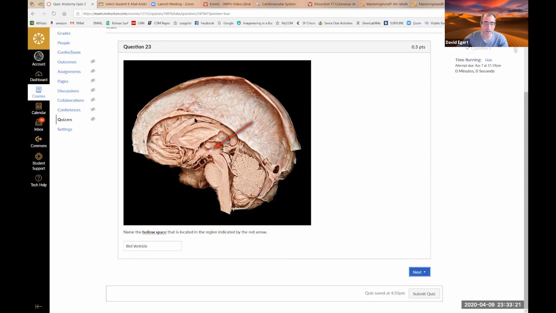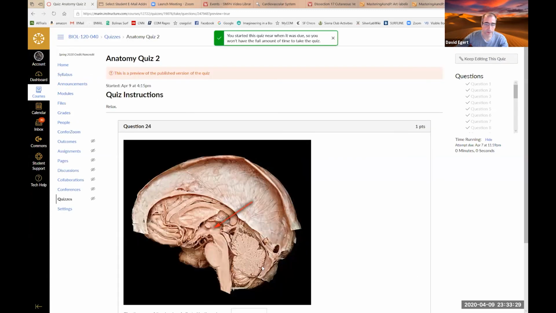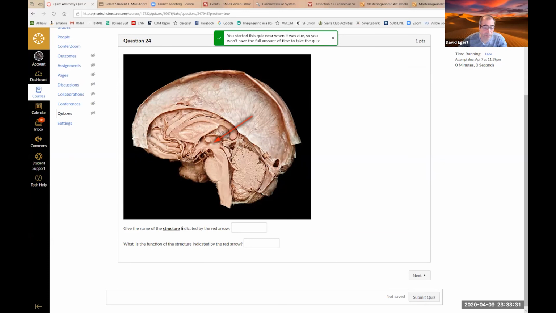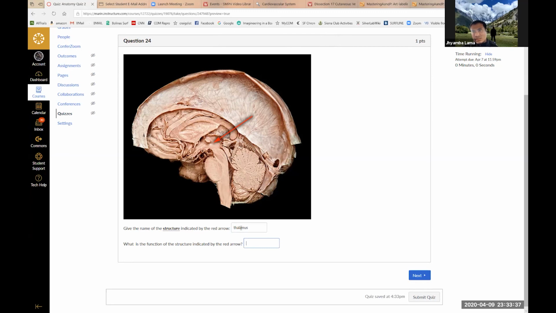And this is nice. It shows a nice corpus callosum, septum pellucidum. This one says name the structure. So this is then going to be the thalamus. And the function, there's lots of functions, you know, sensory relay or something like that.